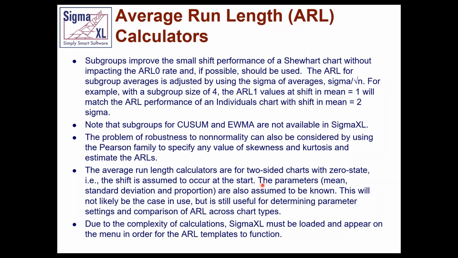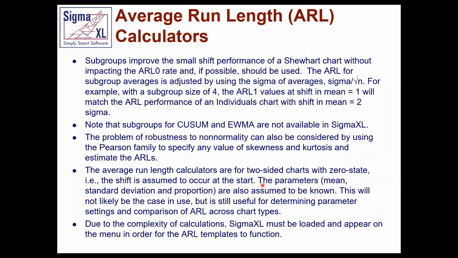Just some technical details on the templates. We're assuming the parameters are known. So it's practically unlikely that you'll ever have that situation where you have actual known parameters. But for purposes of comparison, if I'm comparing Shewhart to EWMA using these templates which have known parameters, the comparisons are valid. I'm comparing apples to apples.